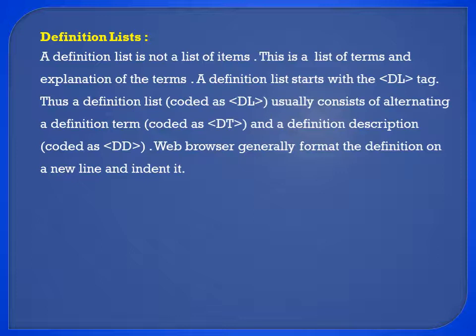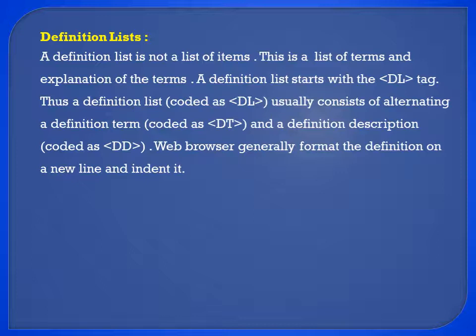A definition list starts with DL, definition list. So the name of the tag that we are going to use is the DL tag. A definition list, coded as DL, usually consists of alternating definition terms, coded as DT, definition term. Now we create the DL, that is the definition list. Then the DT tag we use for the term you want to define, such as HTML or object oriented programming. And a definition description is coded as DD.